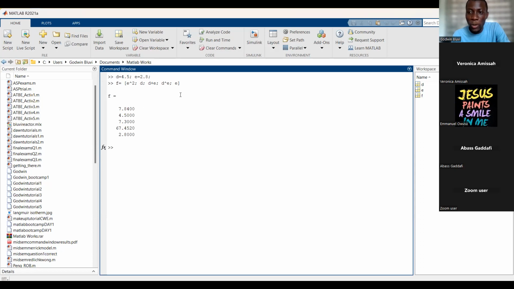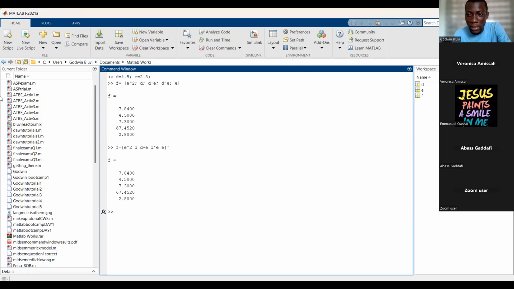Whenever you define some variable and then put it in a matrix, when you want to get the resultant matrix, MATLAB will simplify it for you straight away. The same way, somebody might say, I don't want to use the semicolon, I want to go with my row and transpose. So F in that case would be, someone should tell me, E to the power 2, then D plus E, then D to the power E, then E, close the bracket, then transpose.